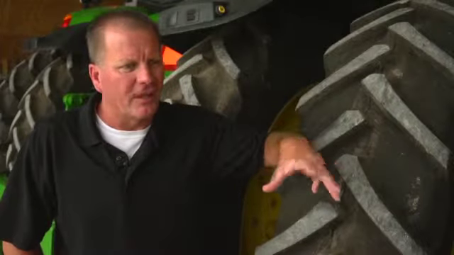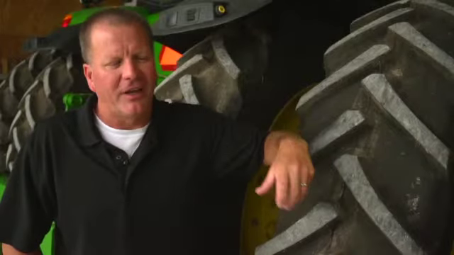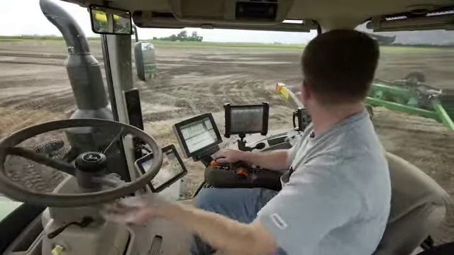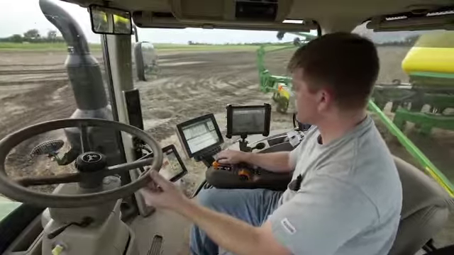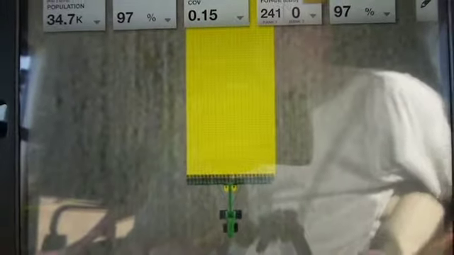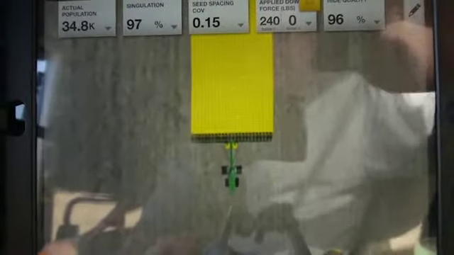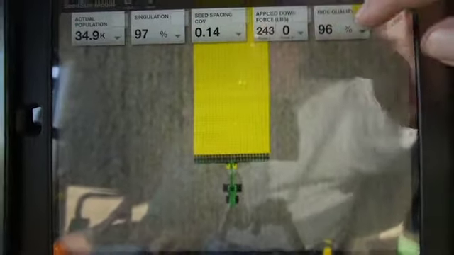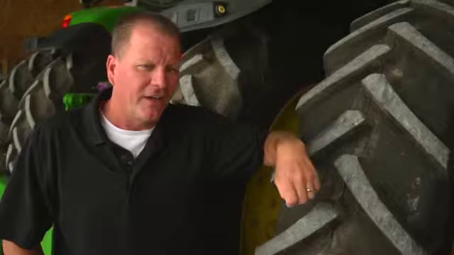We're using RTK, so we're planting at sub-inch accuracy. We're going to start measuring this by row and inches within the row. And the SeedStar with the iPad and the row by row information is going to give us one big tool in being able to go out and analyze and understand what's going on with the planter at that specific time.